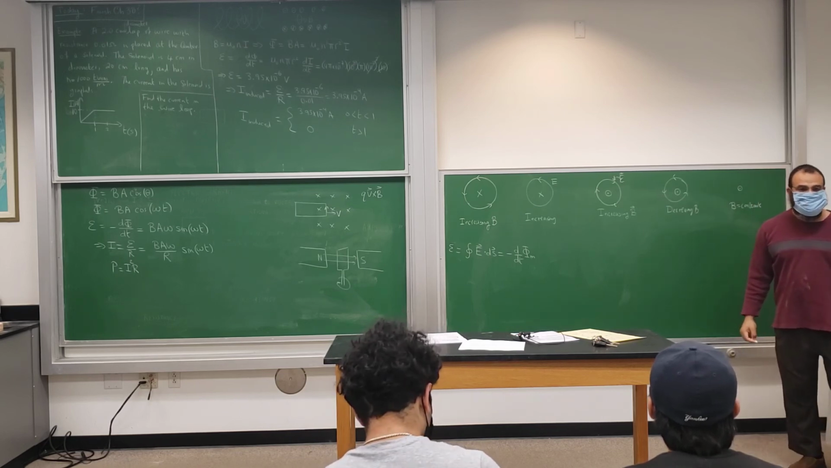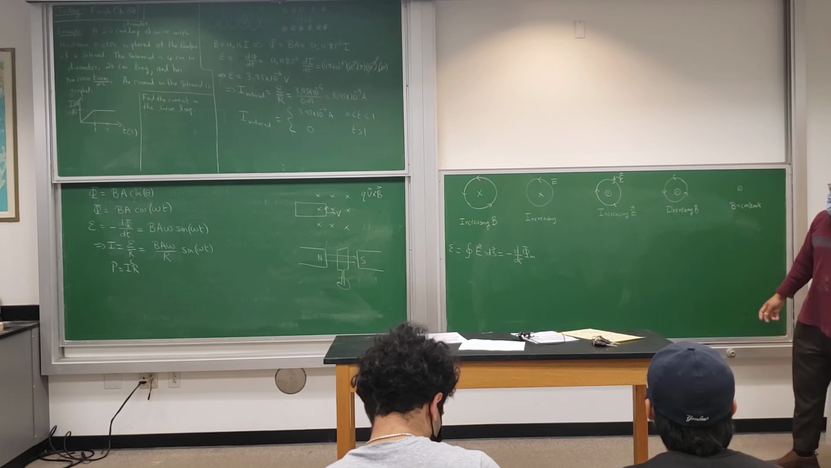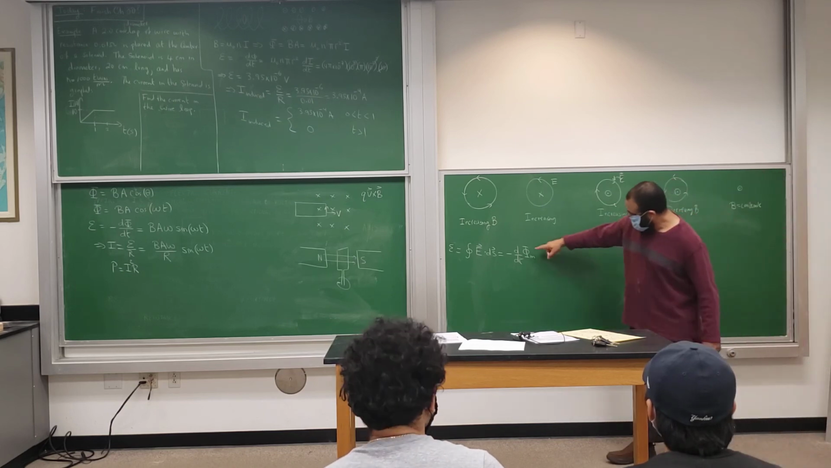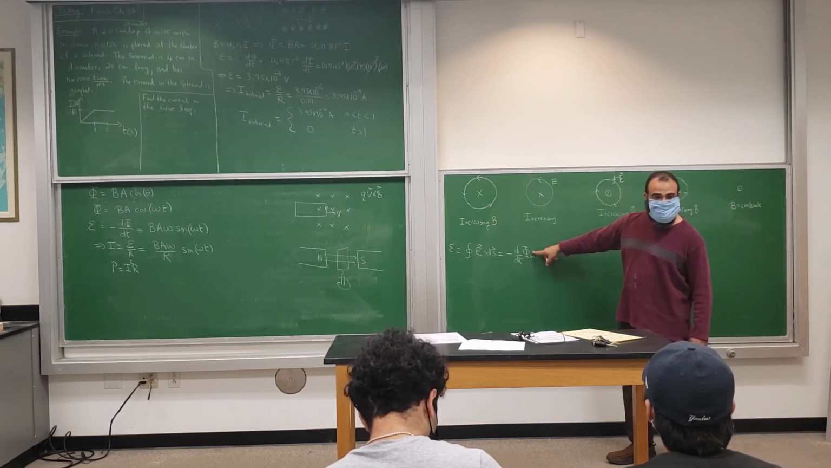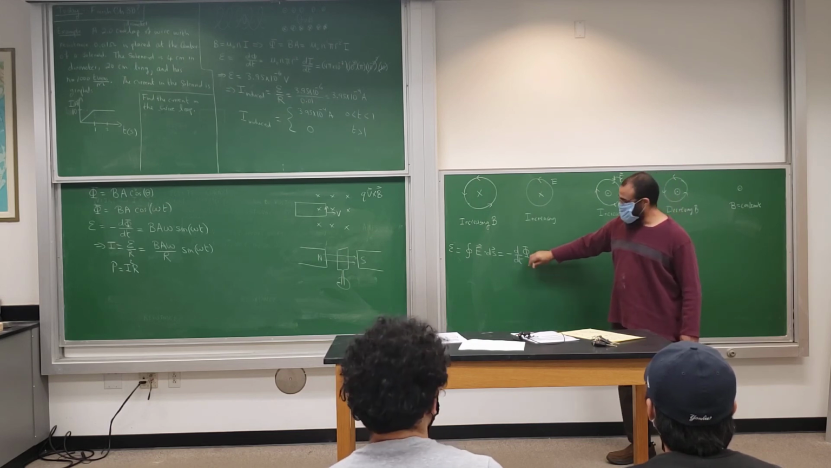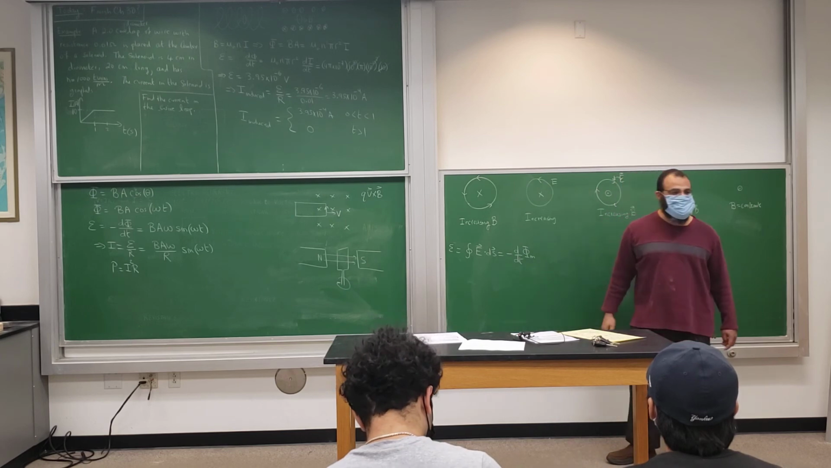There is no electric field. Good. How do I know? Well, the change in magnetic flux is zero. There is no change, so the right side is zero, so no electric field.